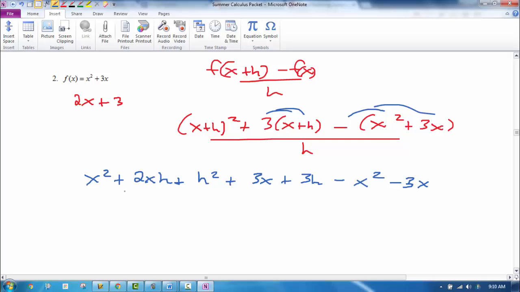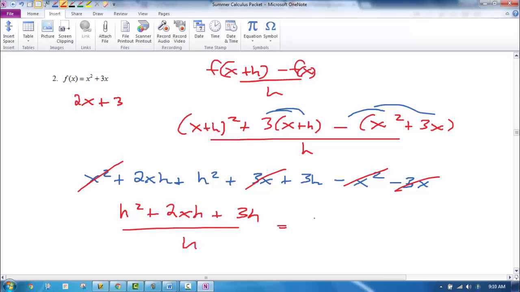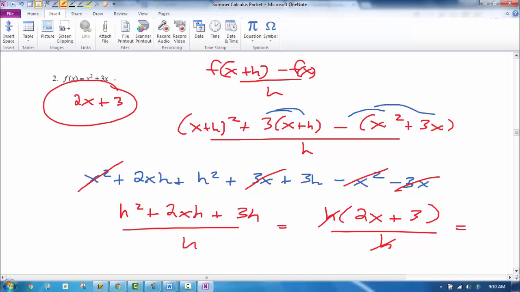All right, so let me simplify. This x squared cancels with this negative x squared. This 3x cancels with this negative 3x. And I end up with h squared plus 2xh plus 3h all over h. Now I can factor an h out from the numerator, and I get 2x plus 3. And that way the h's cancel, and I get my answer, which is 2x plus 3.